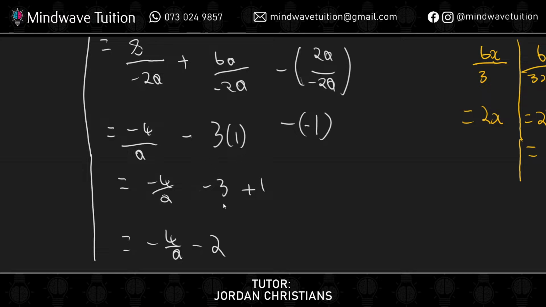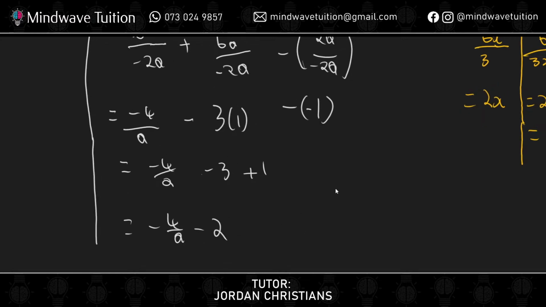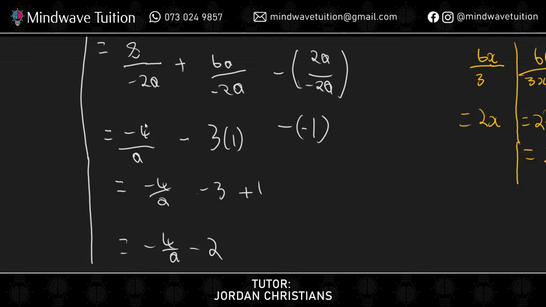So then, negative 3 times 1 will just be negative 3, and negative of negative 1 will just give us positive 1. Now see the 8. 8 divided by negative 2 will just give us negative 4, but since the a is at the bottom here, it needs to stay at the bottom, because we're still dividing by a. So then, negative 4 divided by a will just stay the same, and we just need to group like terms here, which is the negative 3 and the 1, which will give us minus 2 as the answer. And this is your final answer here, because there are no other like things to group.